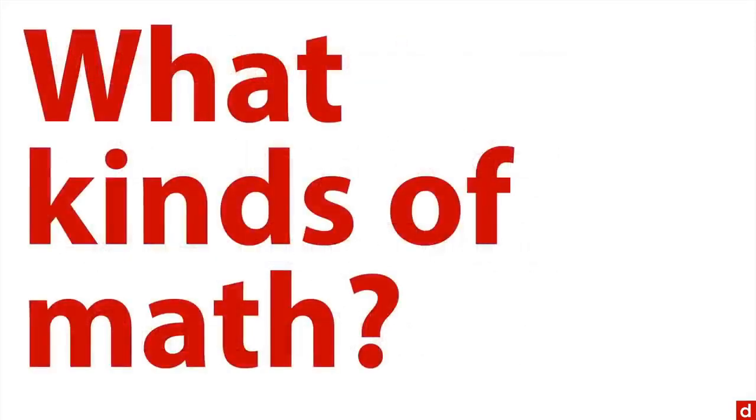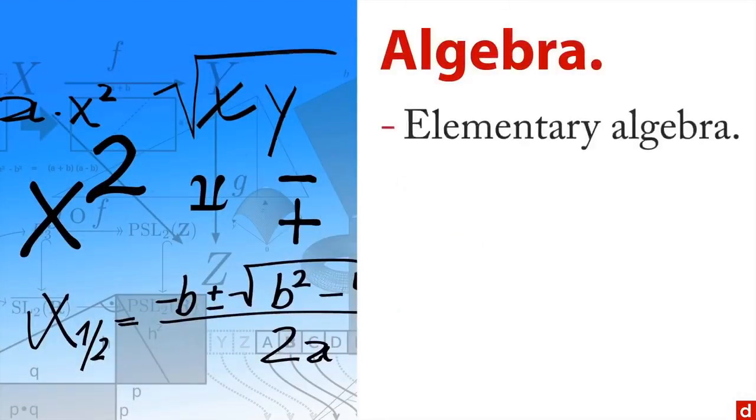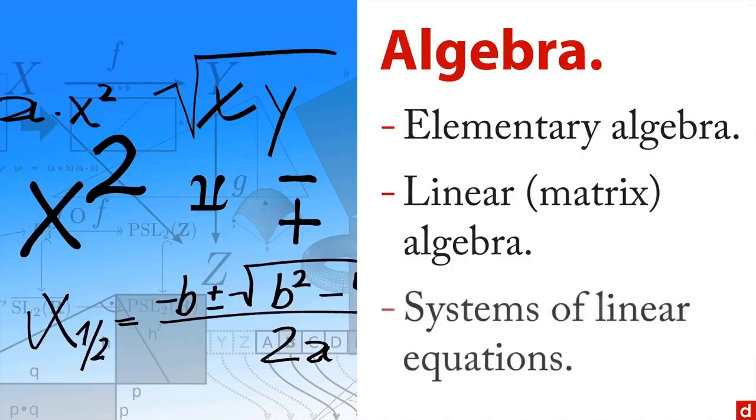So the next question is, what kinds of math do you need for data science? Well, there's a few answers to that. Number one is algebra. You need some elementary algebra. That's the basically simple stuff. You can have to do some linear or matrix algebra because that's the foundation of a lot of the calculations. And you can also have systems of linear equations where you're trying to solve several equations all at once. It's a tricky thing to do in theory, but this is one of the things that's actually easier to do by hand sometimes.